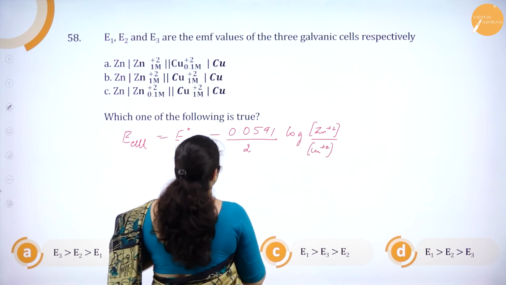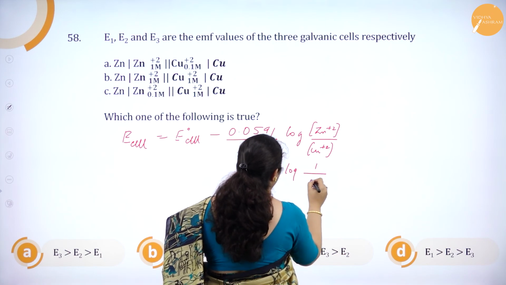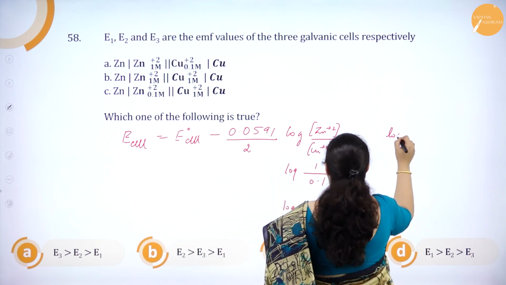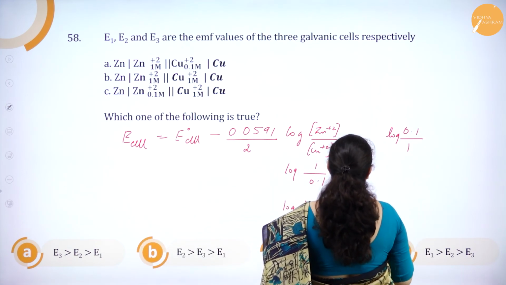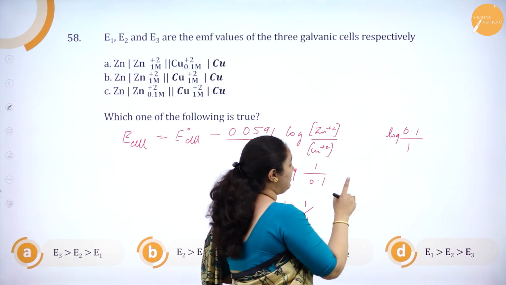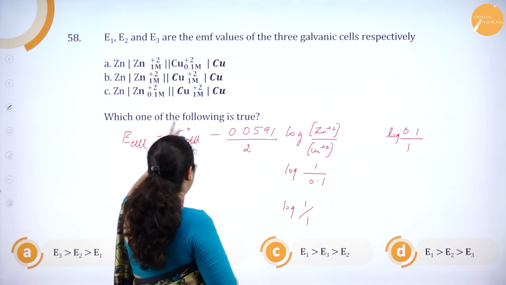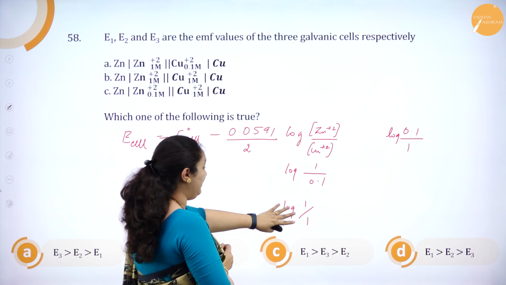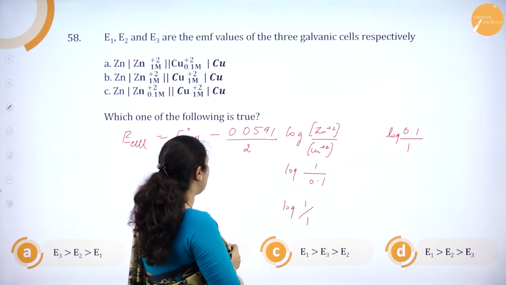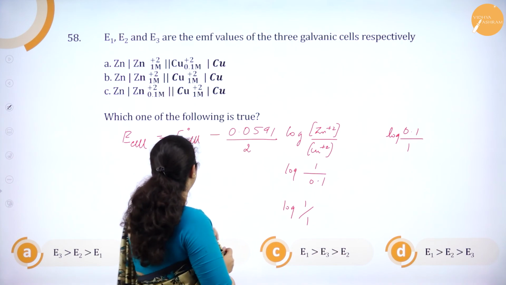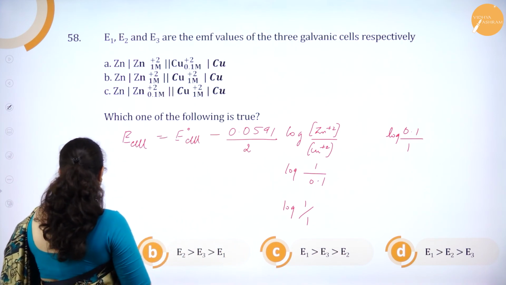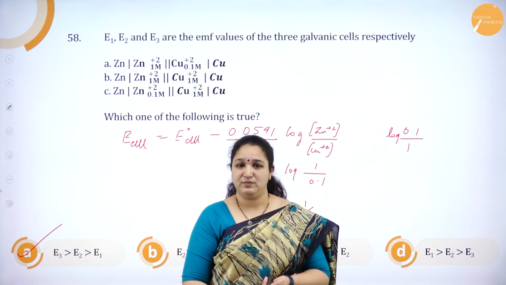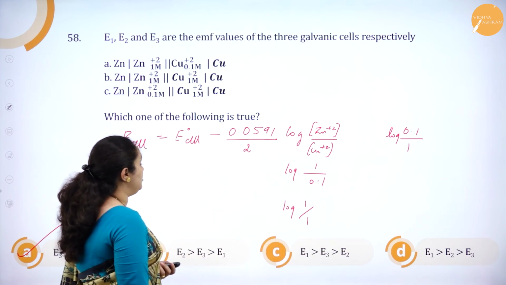In the first case, it is log of 1 divided by 0.1. In the second case, it is 1 by 1. And in the third case, it is log of 0.1 by 1. So, when it is 0.1 by 1, this becomes plus. So, E3 will be greater, correct? Then, this is 0, so E2 will be lesser, and this will still be minus of E naught cell, so this will be the least. So, it is E3, then E2 and E1, that is option A is the right answer. Okay. We'll see the next question.